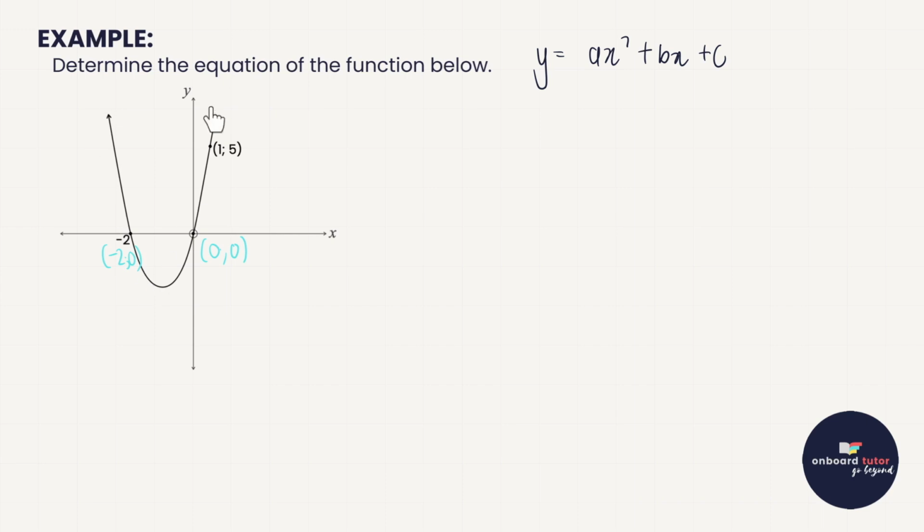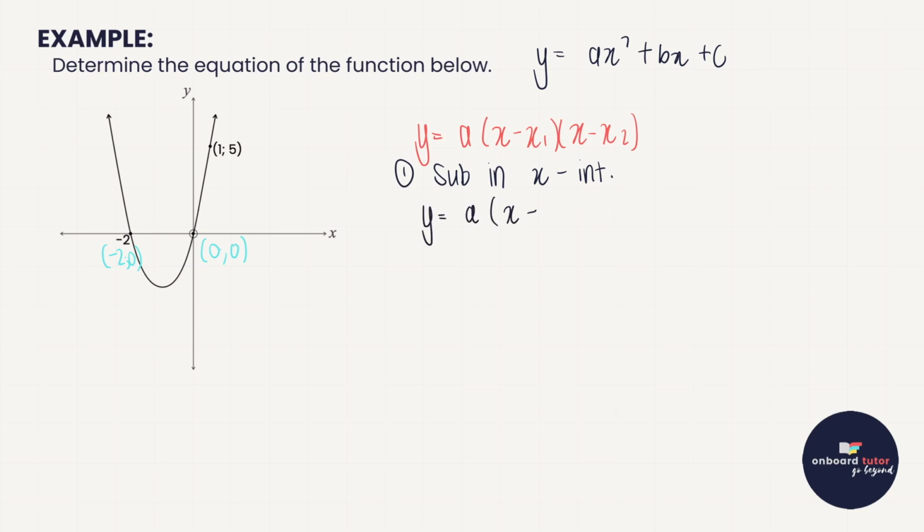Okay, so I have a look. Do I have a turning point? No. And so I'm going to have to use that x-intercept formula, which is completely fine. So y is equal to a(x minus x1)(x minus x2). Okay, that's the formula there. So step 1, we sub in the x-intercepts. Okay, so y is equal to a(x minus minus 2)(x minus 0).